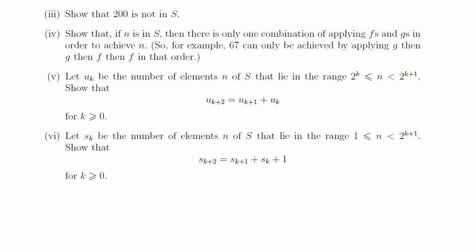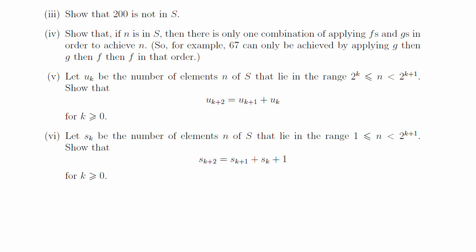Part 3. In binary, f adds 00 to the end of a number and g adds 1 to the end of the number. 200 ends in 000 in binary, which we can't make. Part 4. Write the number in binary. It must be made of 1s and 00s. For every 1, write down f, and for every 00, write down g.